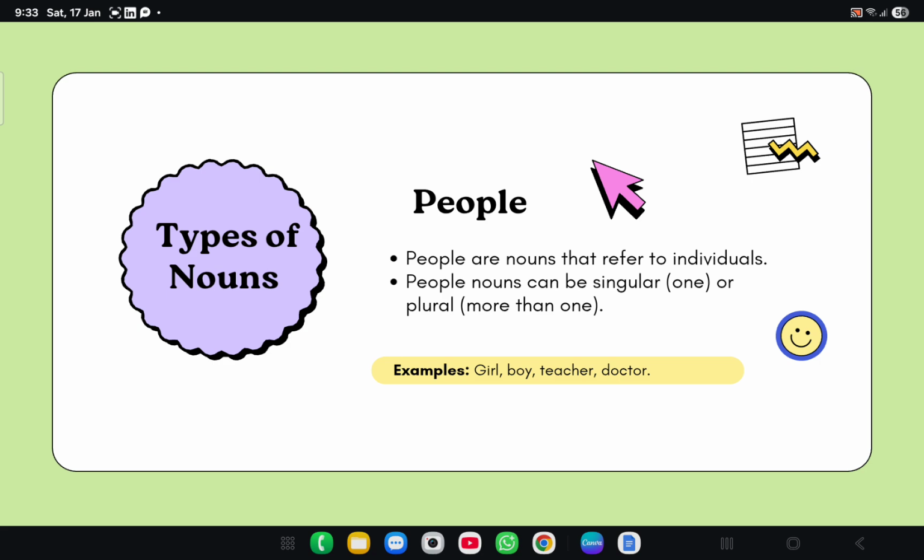Types of nouns: people. How we can use and understand people in sentences. People are nouns that refer to individuals. People nouns can be singular, one, or plural, more than one. For example: girl, boy, teacher, doctor. In this way, any nouns of people can be given in the sentences.